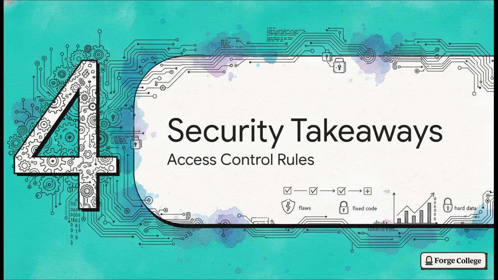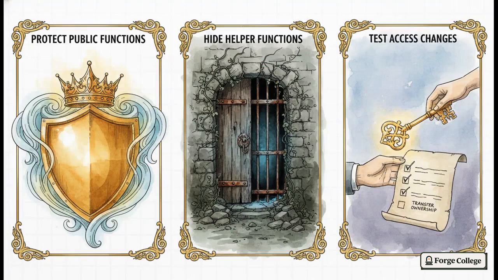Let's wrap things up with Section 4, Security Takeaways and Access Control Rules. We've spotted the flaws, we've fixed the code, and we've proven it works with hard data. If you remember anything from today's explainer, let it be these 3 golden rules. Rule number 1, protect public administrative functions. Any function that changes governance, moves funds, or alters the state of your protocol absolutely must have that owner-only guard.